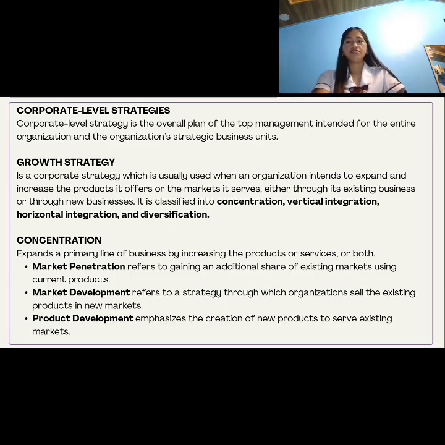Ang market penetration refers to gaining an additional share of existing markets using current products. So it is a strategy para makagain og larger share sa nag-exist nga market gamit ang current products. For example, ang McDo kay nag-start og gamit og Latino themes in some advertisements para makagain og daghang customer gikan sa specific population. So next is the market development.